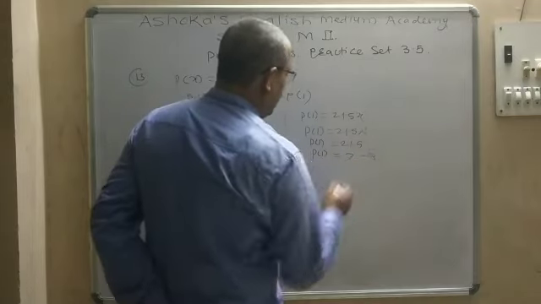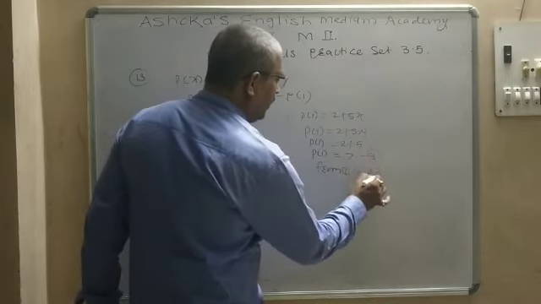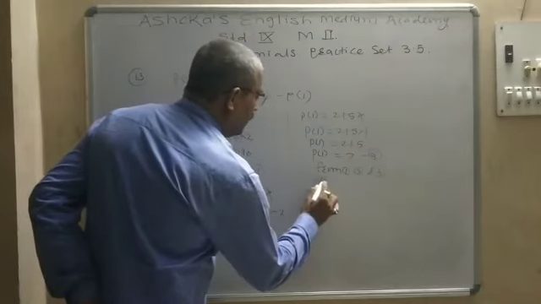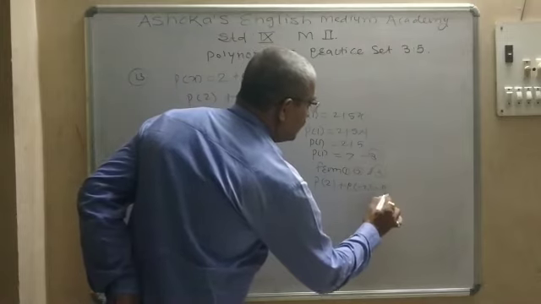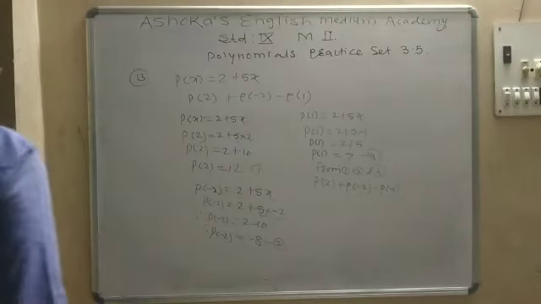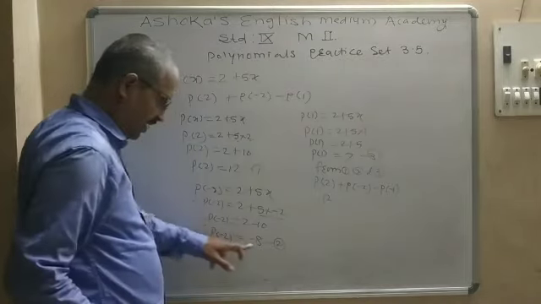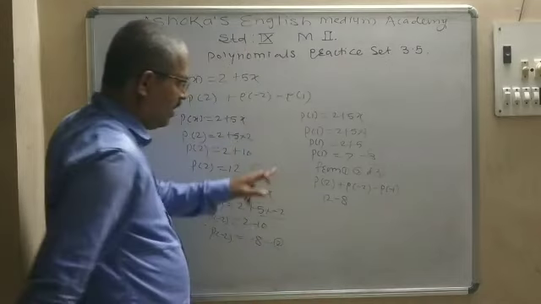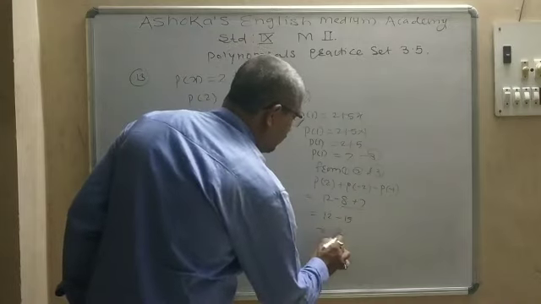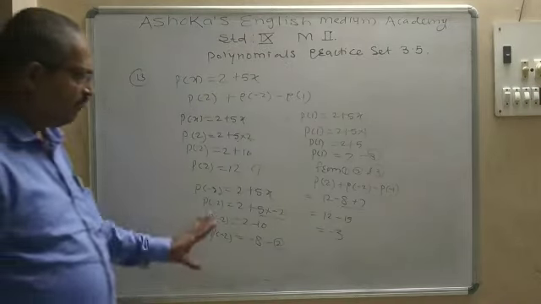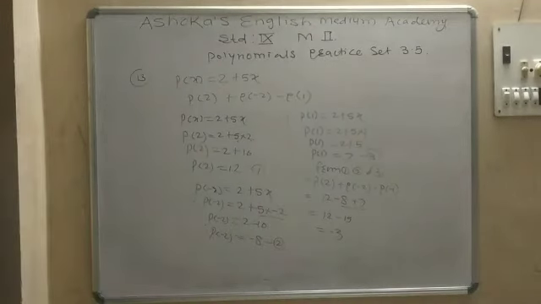Yes. Then directly P(2) plus P(-2) minus P(1). We should keep the values of all these terms. P(2) means we got 12. P(-2) means we got minus 8. And P(1) is 7. So you will get minus 3. Understand? Therefore this is the answer. By this way, this practice 3.5 is completed.